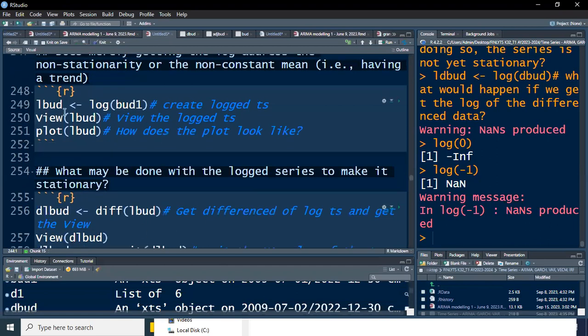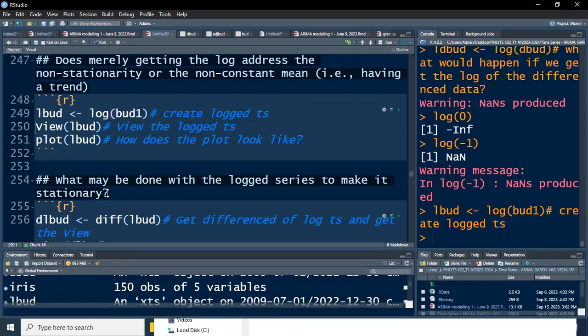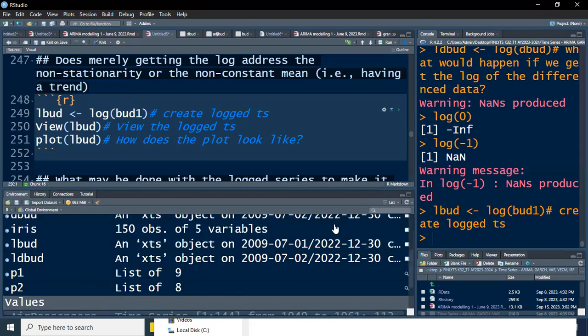Okay, so in this case, let's create an object called lbud, that's log bud. So I'm getting the log of bud1. Okay, so I now have here lbud.